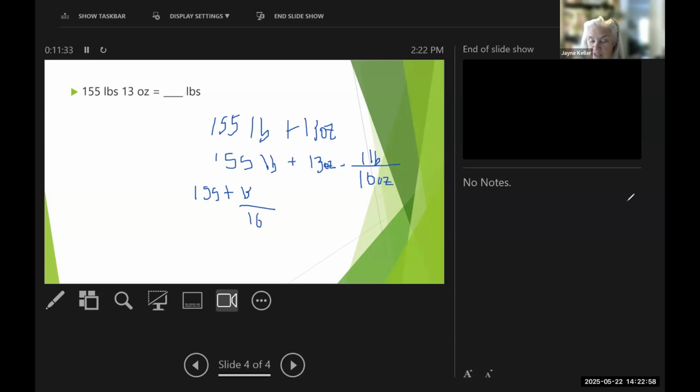Let's see, what is 13 divided by 16? 13 divided by 16 is 0.8125. So 155.8125. And I believe this problem said don't round it. So I would leave it exactly like that.